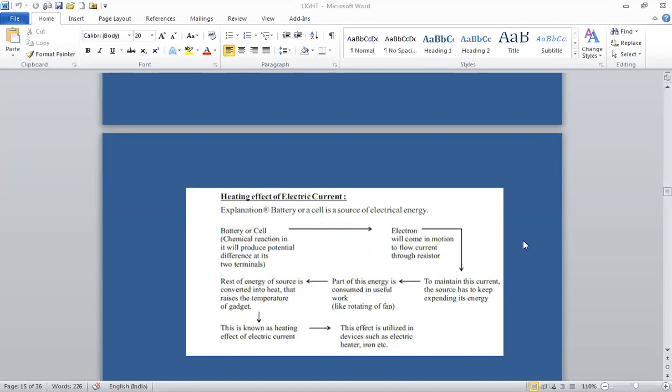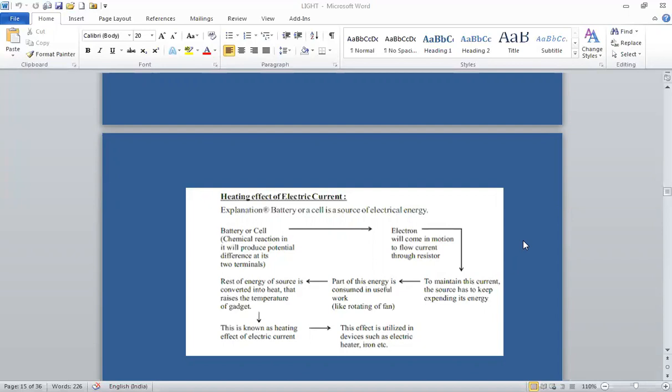What is the heating effect of electric current? Students, whenever an electric current passes through a conductor, some heat is generated. The generated heat heats up the gadget, the device, and it becomes hot. What happens?